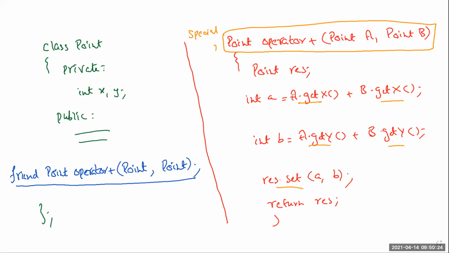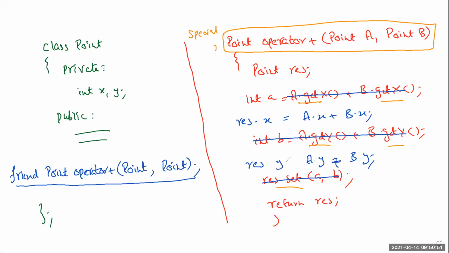So this function can directly access the private data of this class. Now instead of writing this, you can simply write a.x plus b.x. Similarly, instead of calling these get methods, you can directly write a.y plus b.y. And rather than calling the set function, you can directly write result.x, result.y. Now you see what the advantage is? Although we are violating the principle of object-oriented programming, right?